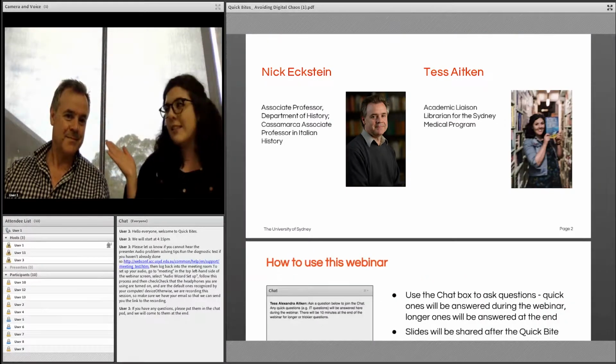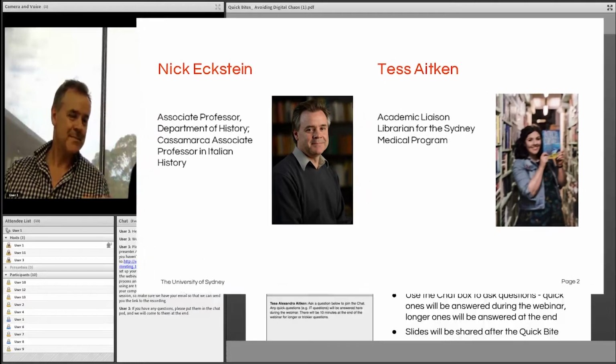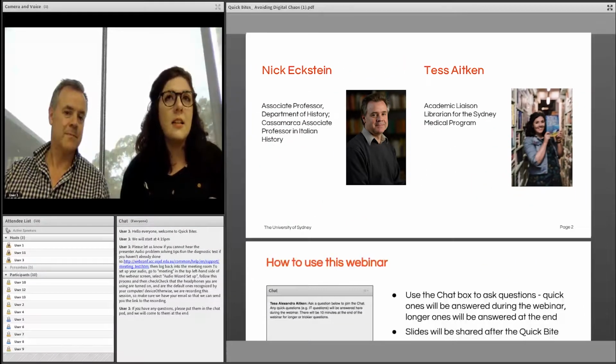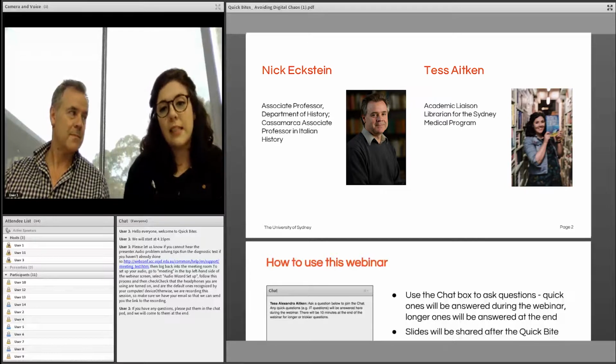This is Nick Eckstein, who is an associate professor in the Department of History, and I'm Tess, and I'm from the library. What we're going to be doing is talking to you about how to avoid digital chaos. So, how to create a plan and manage your information in a clever way, and how to avoid getting bogged down in too much literature, basically.